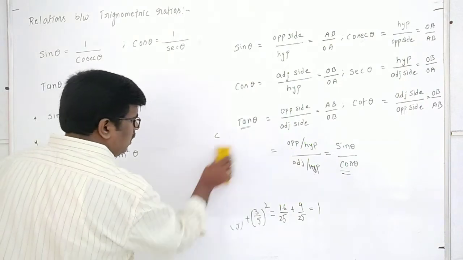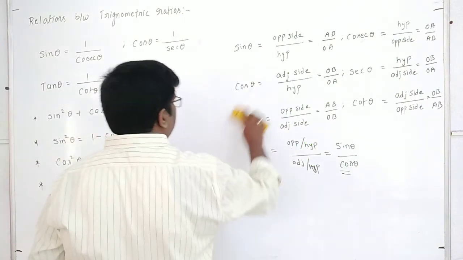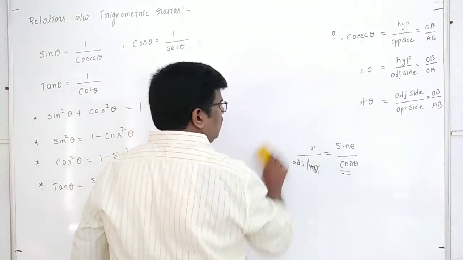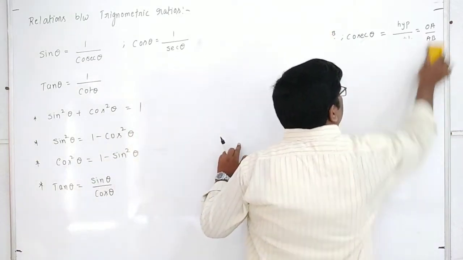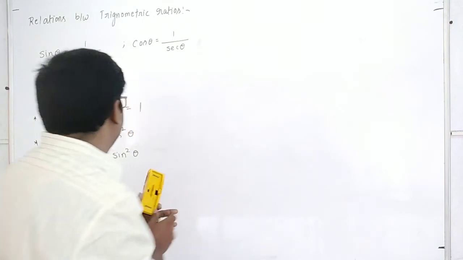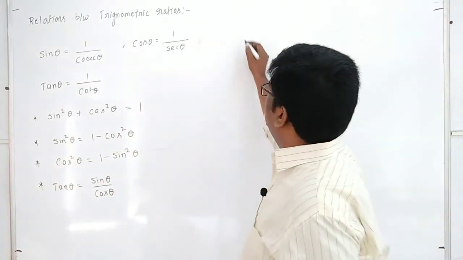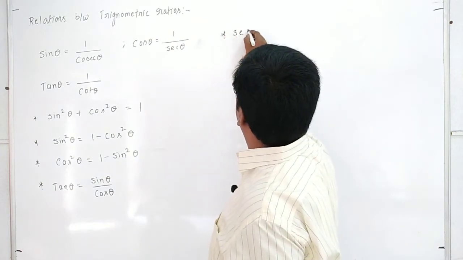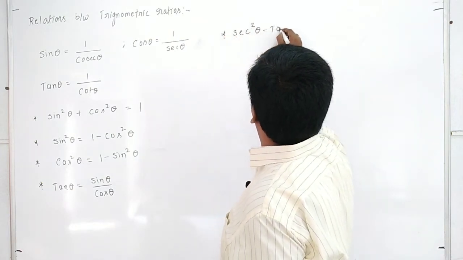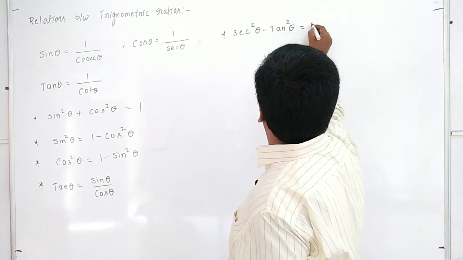And also you can write it like this. If you observe the relation between secant and tan, you can write here: secant square theta minus tan square theta is equal to 1.